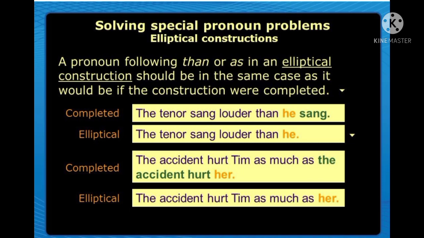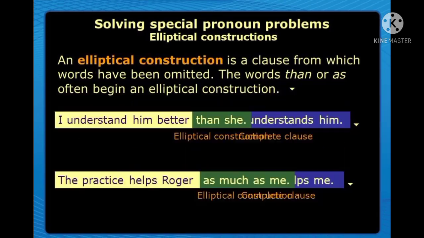A pronoun following than or as in an elliptical construction should be in the same case as it would be if the construction were completed. Okay, these are some examples. An elliptical construction is a clause from which words have been omitted. The words than or as often begin an elliptical construction. Example, I understand him better than she. Another example, the practice helps Roger as much as me.